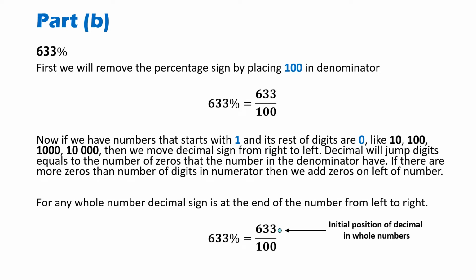Part B. First we will remove the percentage sign by placing 100 in the denominator. Now if we have numbers that start with 1 and the rest of the digits are 0, like 10, 100, 1000, 10,000, then we move the decimal sign from right to left. The decimal will jump digits equal to the number of zeros that the number in the denominator has. If there are more zeros than the number of digits in the numerator, then we add zeros on the left of the number. For any whole number, the decimal sign is at the end of the number.